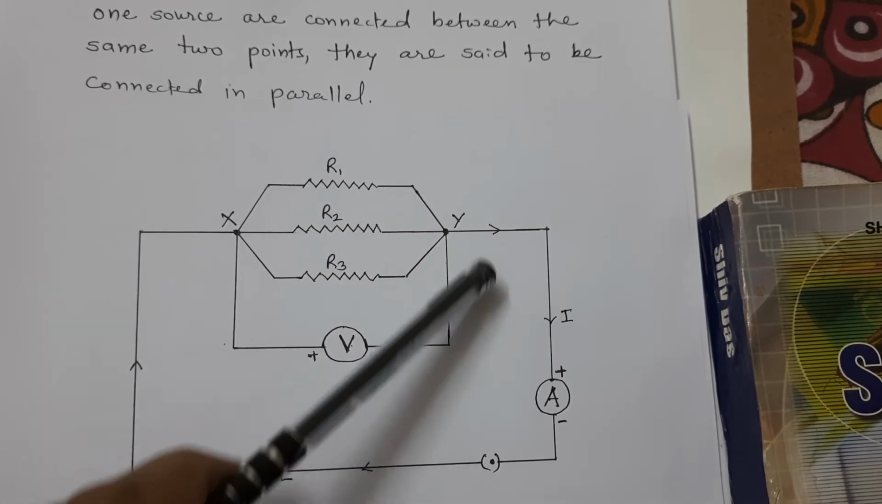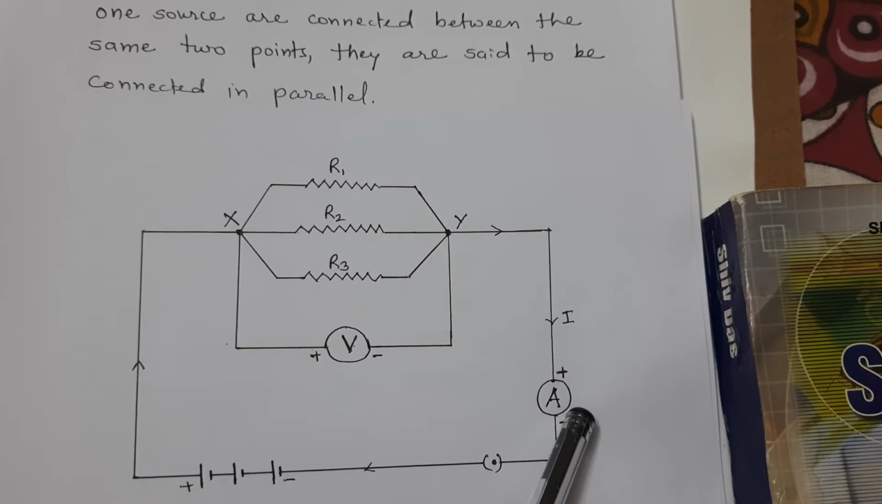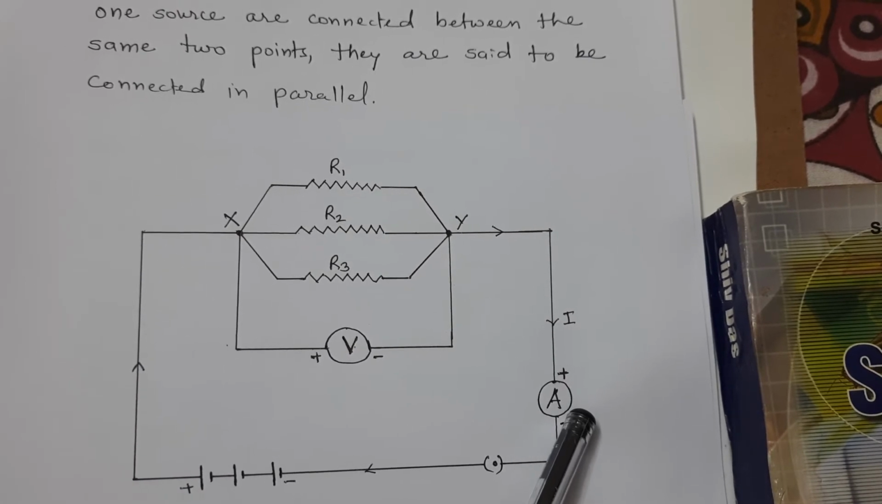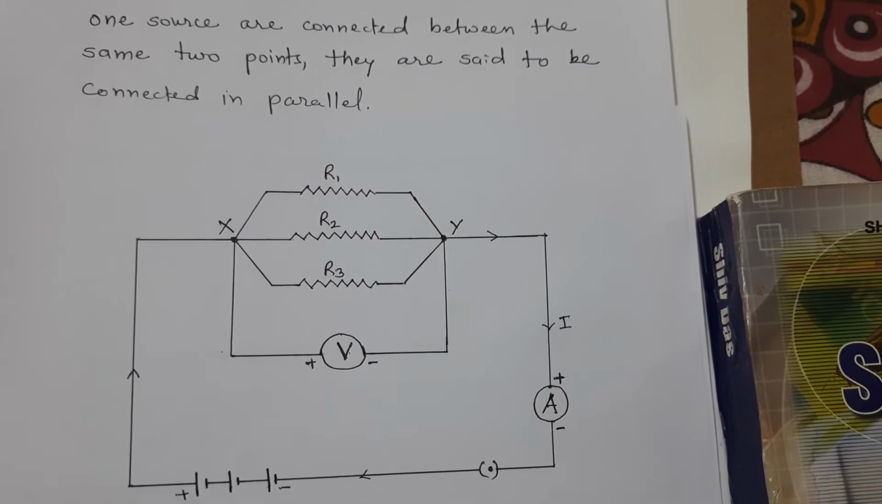Across that we have connected in parallel a voltmeter. And this particular ammeter is connected in series. This is a source of current, source of potential difference.